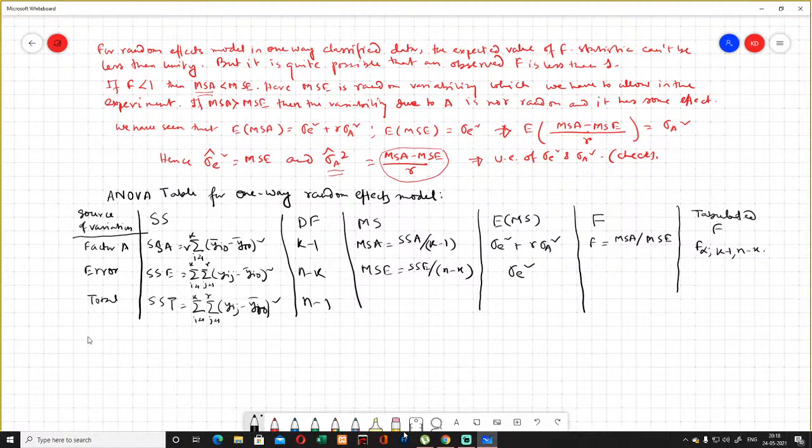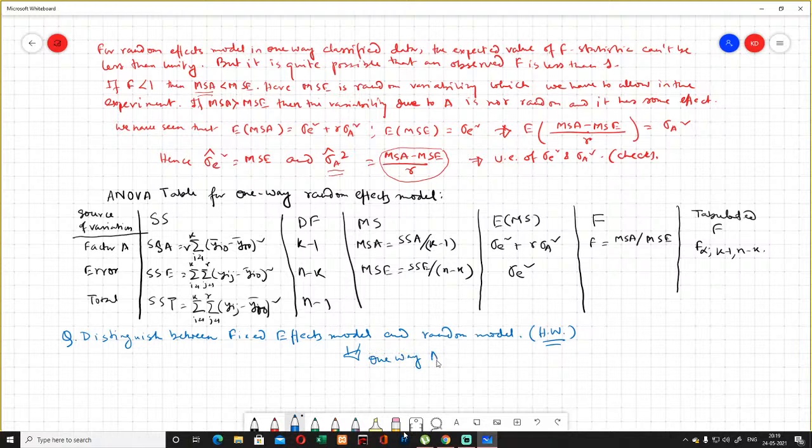Okay. So now the next point is to distinguish between fixed effect model and random effect model. I already mentioned some points. So this is the homework. Please collect all the points and read carefully these two models, fixed effect model and random effect model, in the context of one-way ANOVA. You should restrict yourself to one-way ANOVA, and then write the distinction between the fixed effect model and random effect model. Okay, so this is your homework.